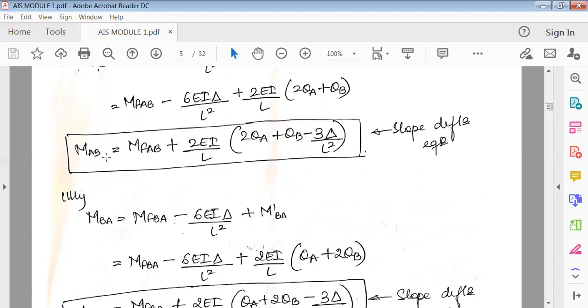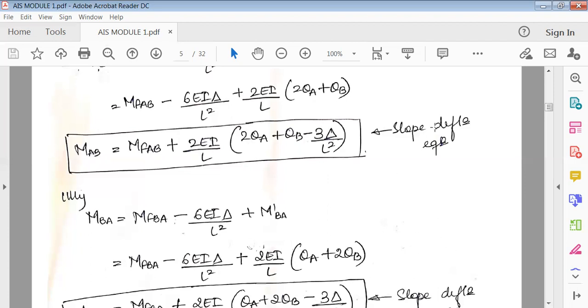So MAB is equal to MFAB plus 2EI by L into (2 theta A plus theta B minus 3 delta by L squared). MFAB is the fixed end moments in span AB. The EI values will be given in the problem; EI is the flexural rigidity, divided by L. Theta A is the rotation at end A, theta B is at the far end B, and delta is the settlement, also called sinking of the support, divided by L squared.